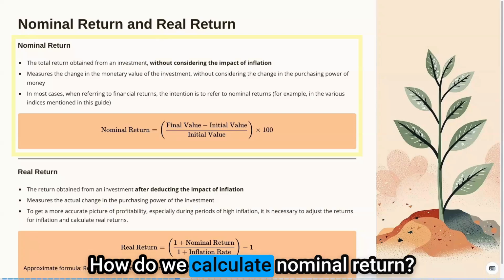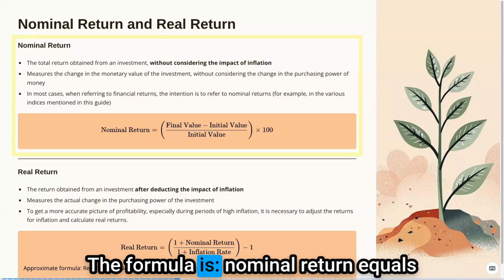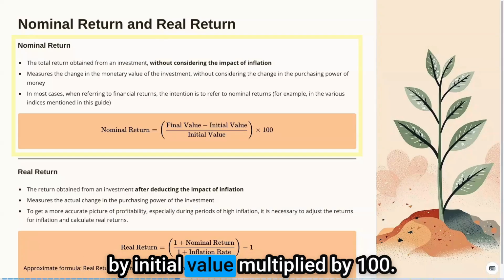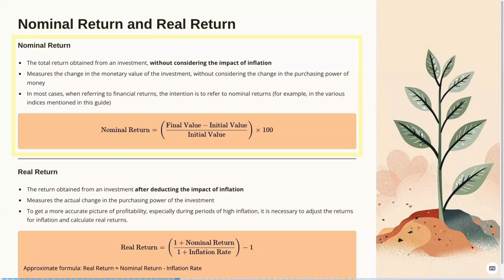How do we calculate nominal return? The formula is nominal return equals final value minus initial value divided by initial value multiplied by 100.